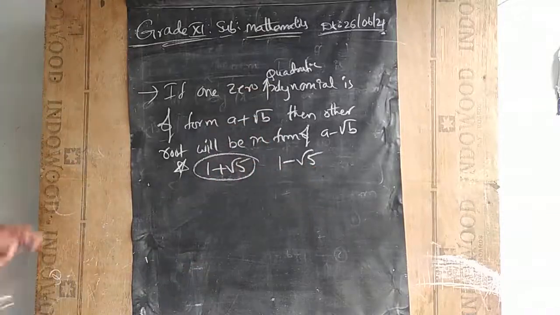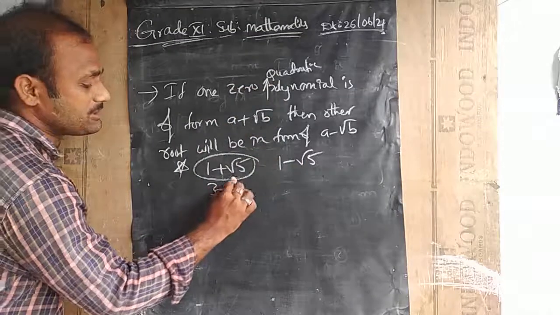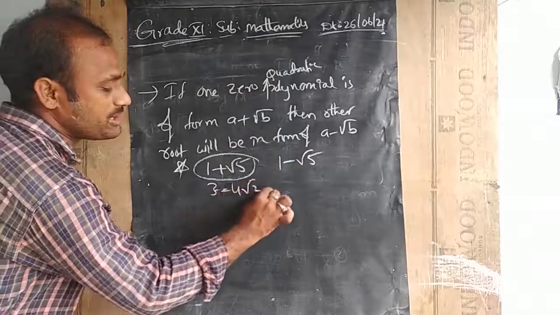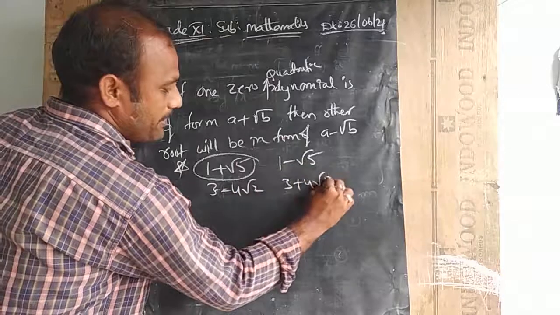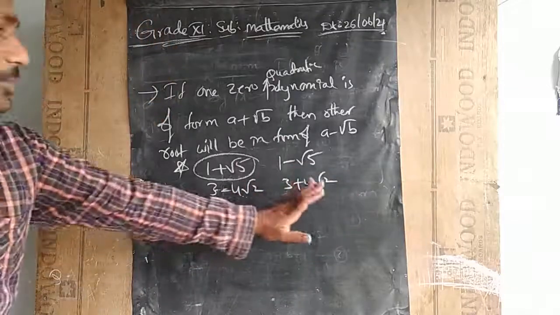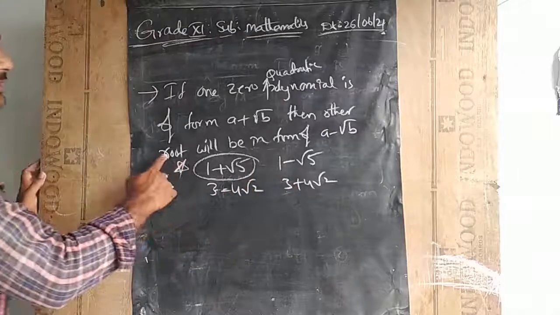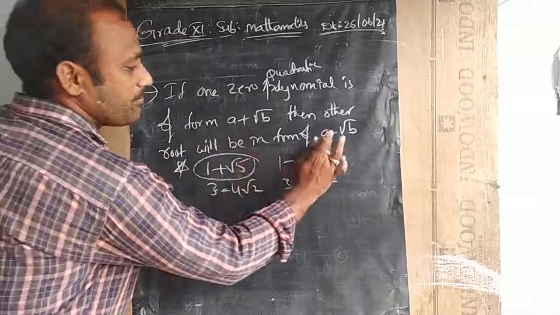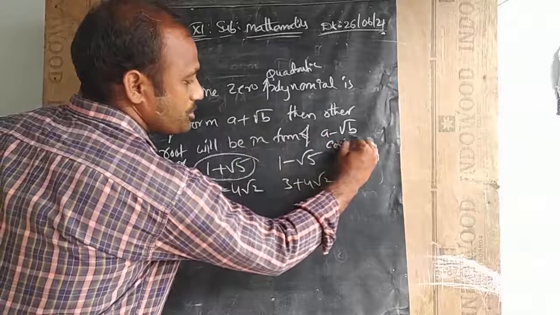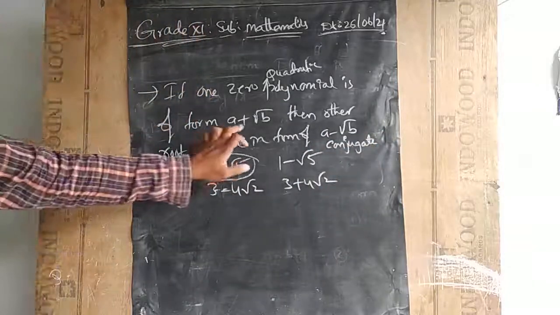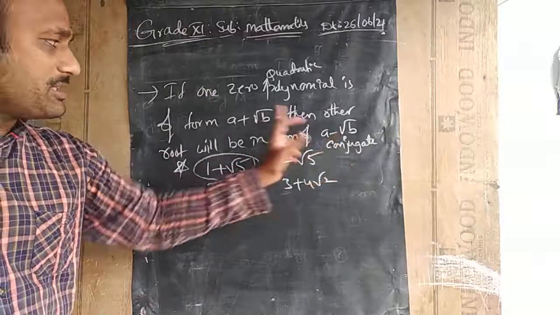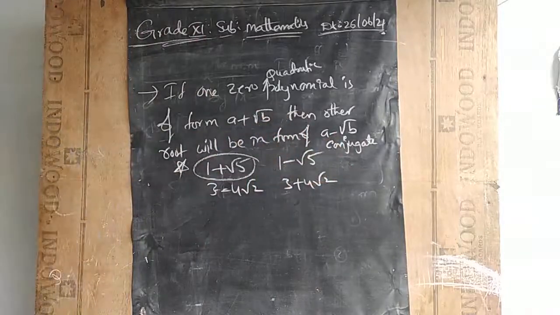If suppose 3 minus 4 root 2 is one zero, then in the polynomial the other can be 3 plus 4 root 2. Why? Because the conjugate will be the other root. The other root will be in the form of the conjugate. Conjugate means the symbols will change: plus will become minus, minus will become plus, based on the question.